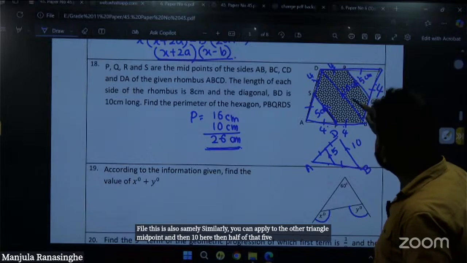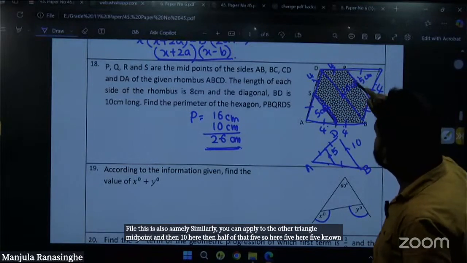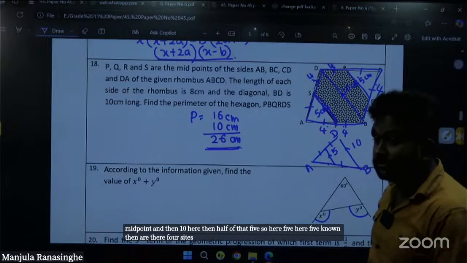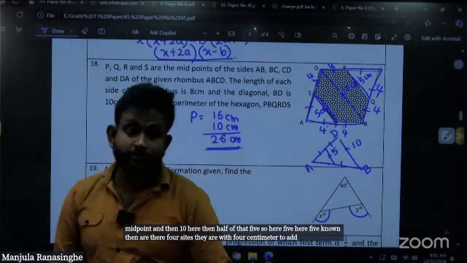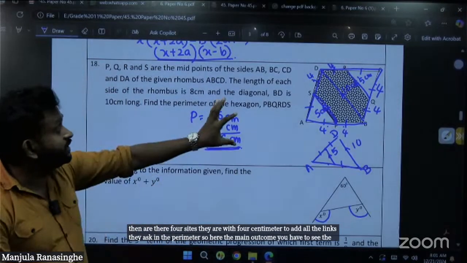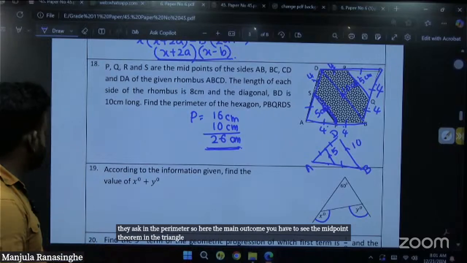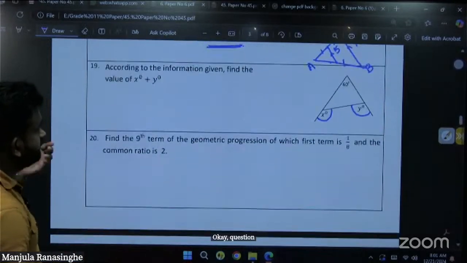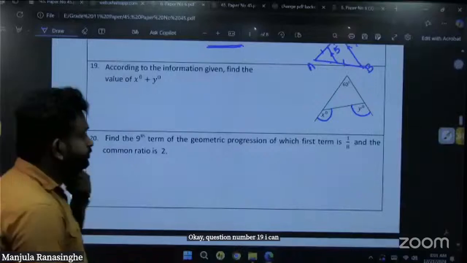So here, one side is 5 and the other four sides are 4 centimeters. You add all the lengths, as they ask for the perimeter. So here, the main outcome is that you have to see the midpoint theorem in the triangle. Okay, question number 19.